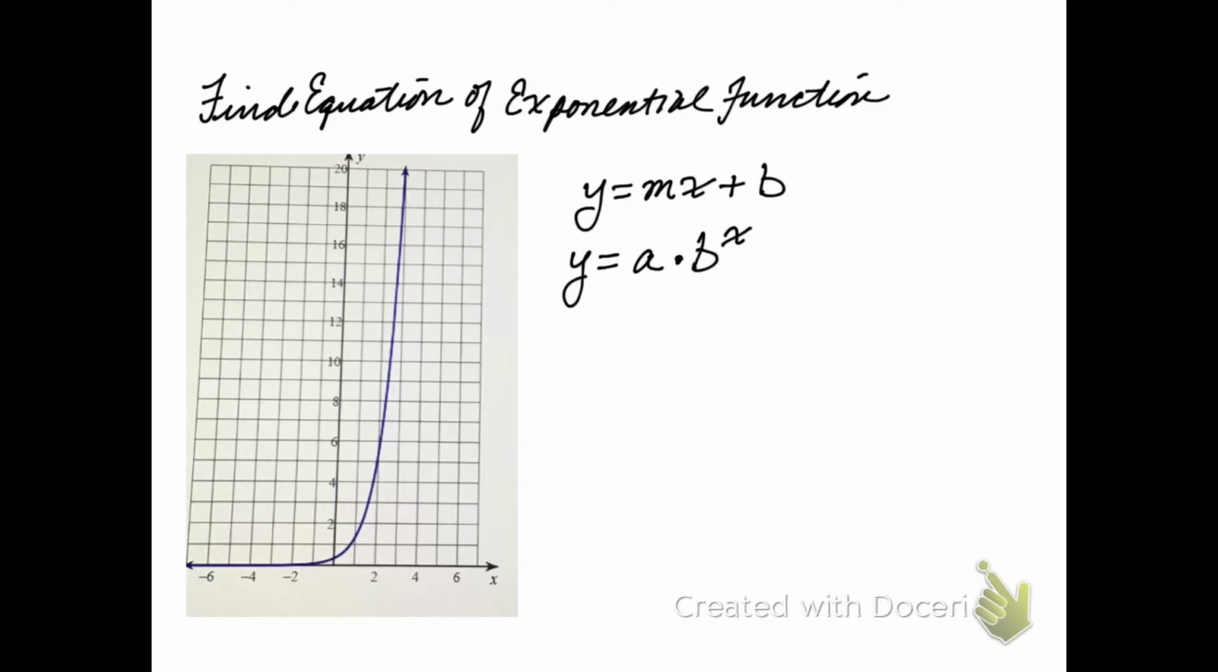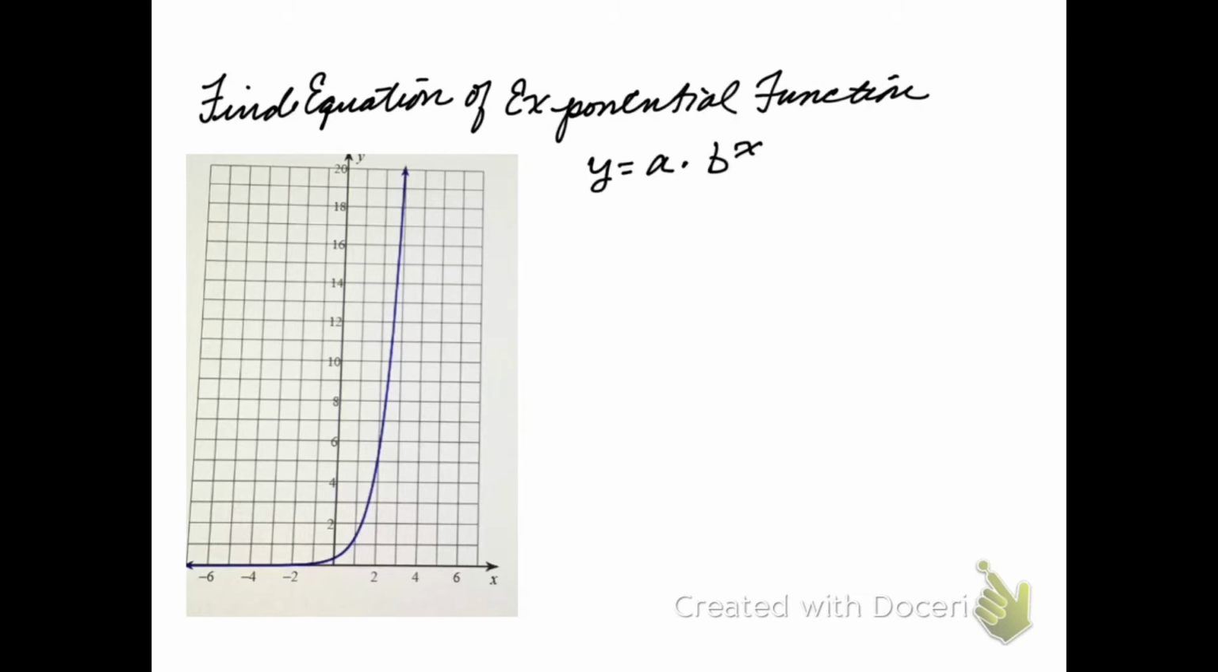So just like a linear function, where we were solving for these variables, m and b, trying to find the slope and the y-intercept, for an exponential function we are trying to find this a and this b. Also, just like a linear function, where we need 2 points in order to find the equation of the line, we need 2 points for an exponential function.